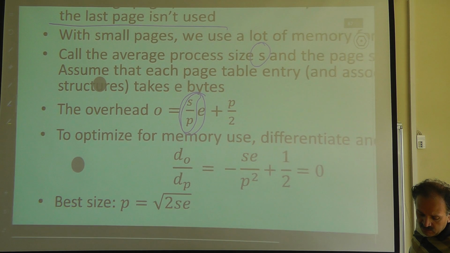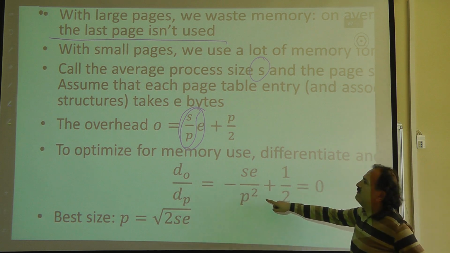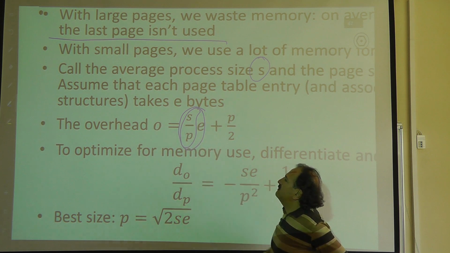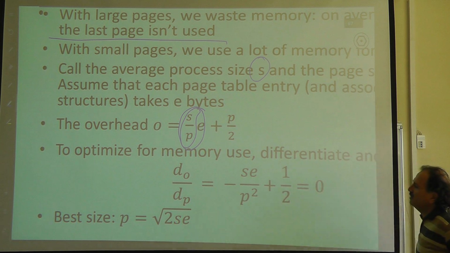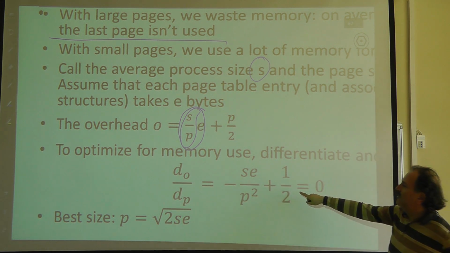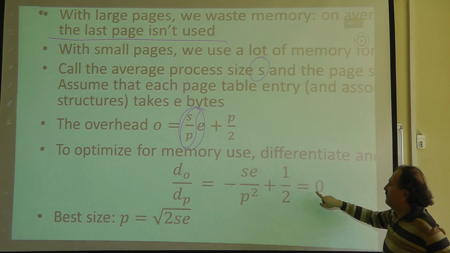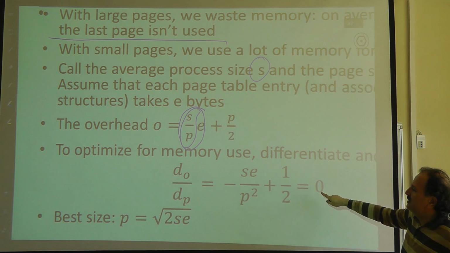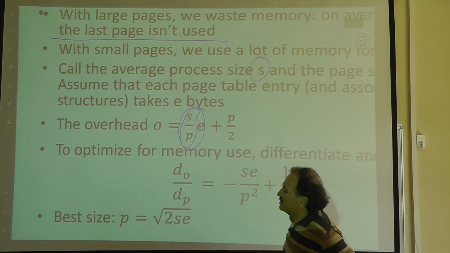If I want to minimize this overhead, take the derivative with respect to p and equate it to 0. So if I take the derivative with respect to p, since p is under the division sign here, this is what I get: minus SE over p squared plus 1 over 2, because the other p simply goes away. That would be the formula. And if I say this is equal to 0, then if I derive p from here, isolate p, that would be my formula for the page size.